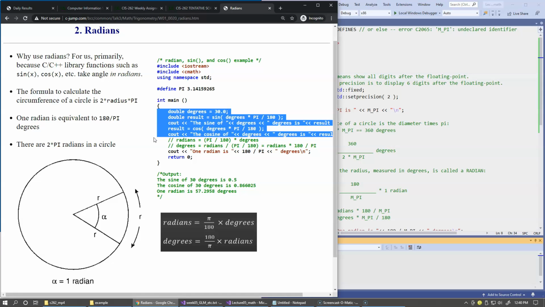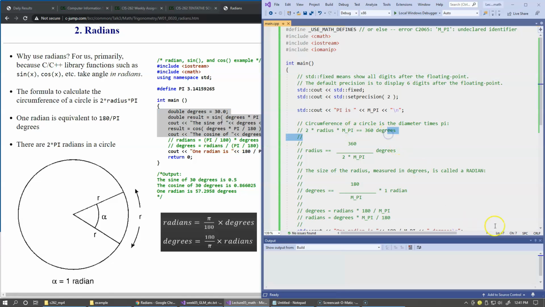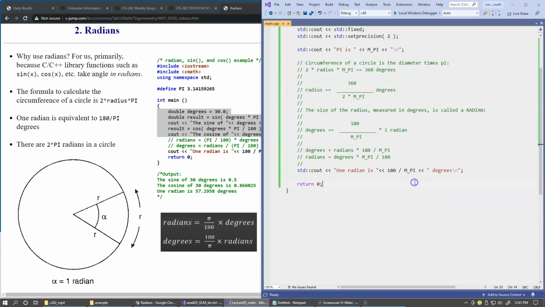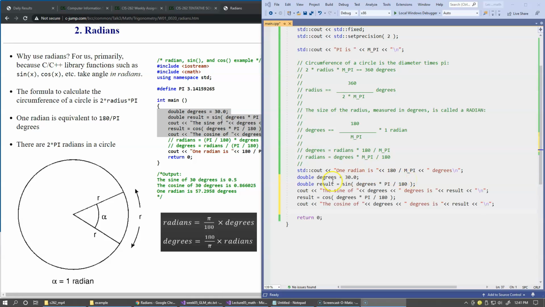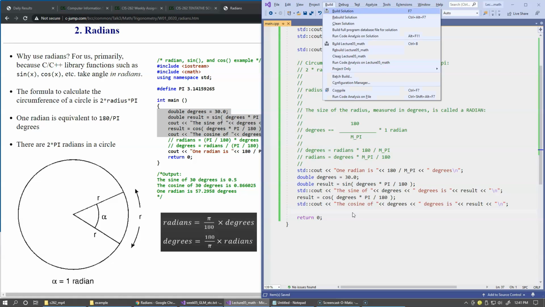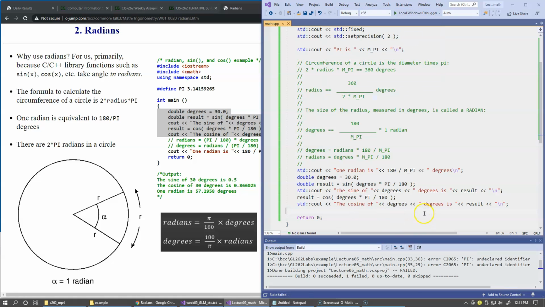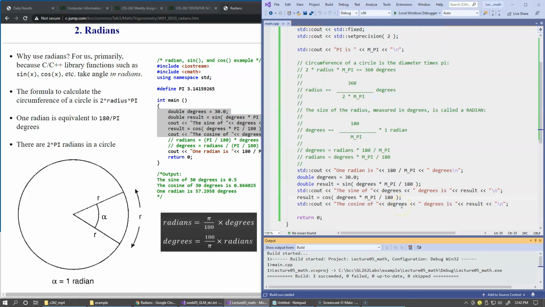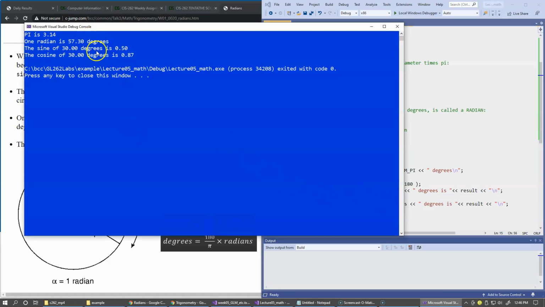Okay, so let's try using the radians in our code, and we can try these lines to display sine and cosine of 30 degrees. So just copy this code and paste it here. I'll add standard output, namespace name. Let's run this code. Oh, and we also have to change the pi here and here. Run, and this is sine and cosine of 30 degrees.